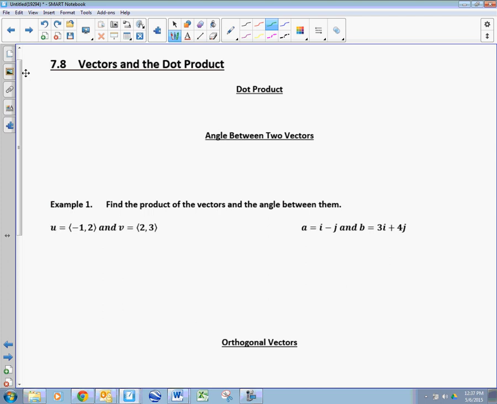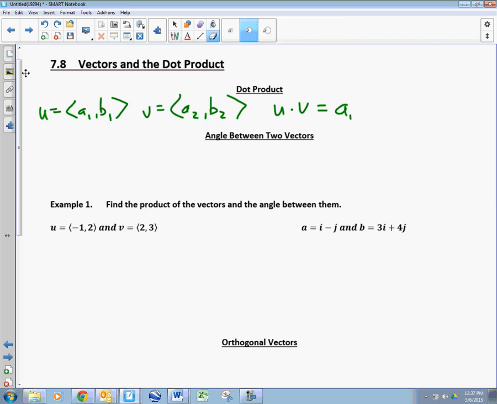All right, dot product. If U is equal to the vector A1, B1, and V is equal to the vector A2, B2, then U times V. The question is, how do we multiply two vectors together? Well, we showed you how we add two vectors together or subtract them. You simply add or subtract the horizontal components and add or subtract the vertical components. If you're going to multiply them, what you do is you take A1 times A2 plus B1 times B2.